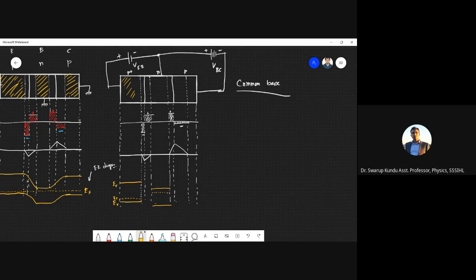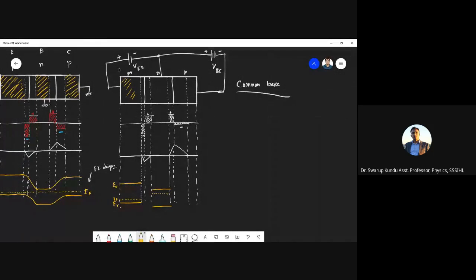Now, what will happen to the Fermi level in this P region? Will it go up or down? Comparing this P region Fermi level to the center Fermi level, should it go up or down? Down, it will go down. Anyone else?